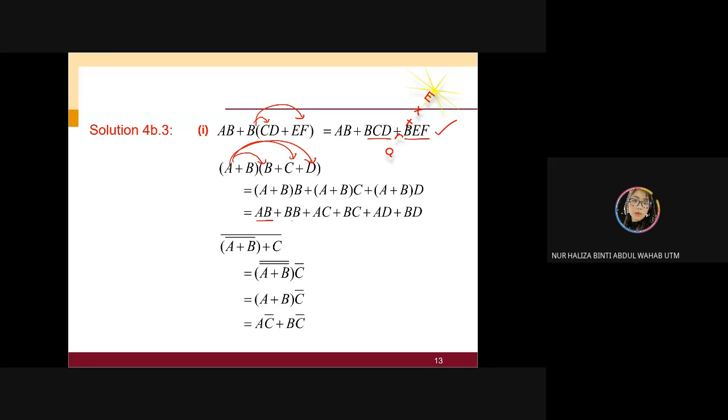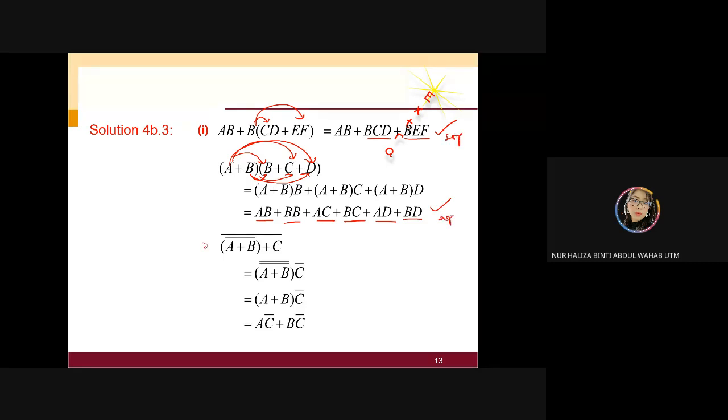You will get AB, AC, AD, and then B you multiply with B, B you multiply with C, B you multiply with D. You get the SOP.